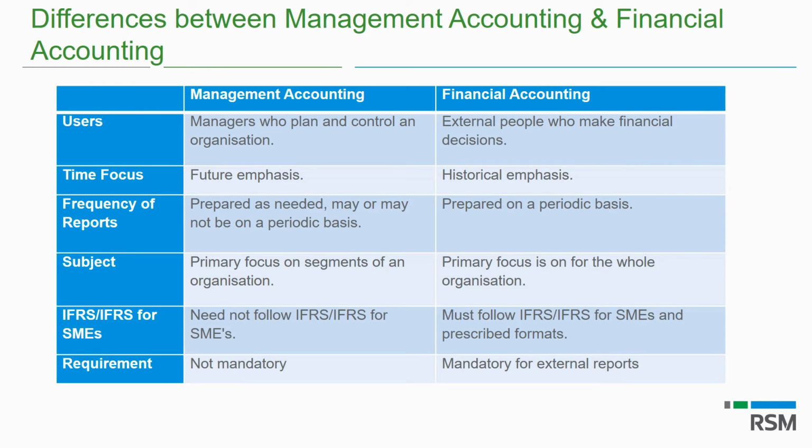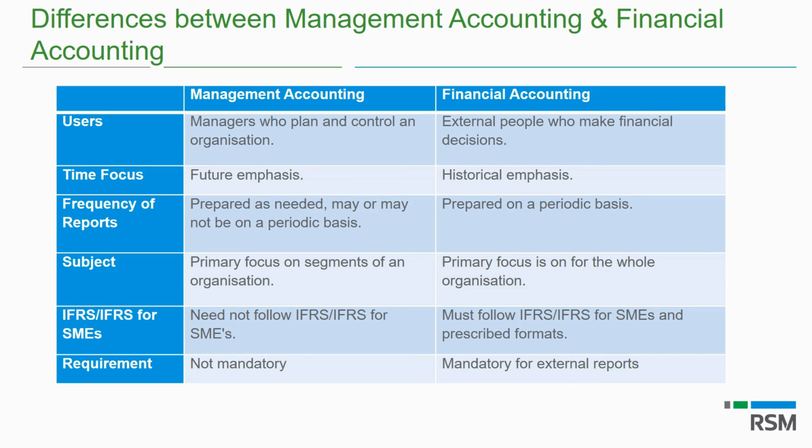So more differences between management accounting and financial accounting, and we have mentioned some of them already. Management accounting, internal, managers plan and control an organization. Financial accounting is for external people who make financial decisions depending on that financial information. Time: management accounting is more looking at the future, what can be produced, what will it cost us, what are we planning to produce, whereas financial accounting is looking back, looking at what we have achieved and where we are now as a result of that, not really looking forward. That's not the prime emphasis.